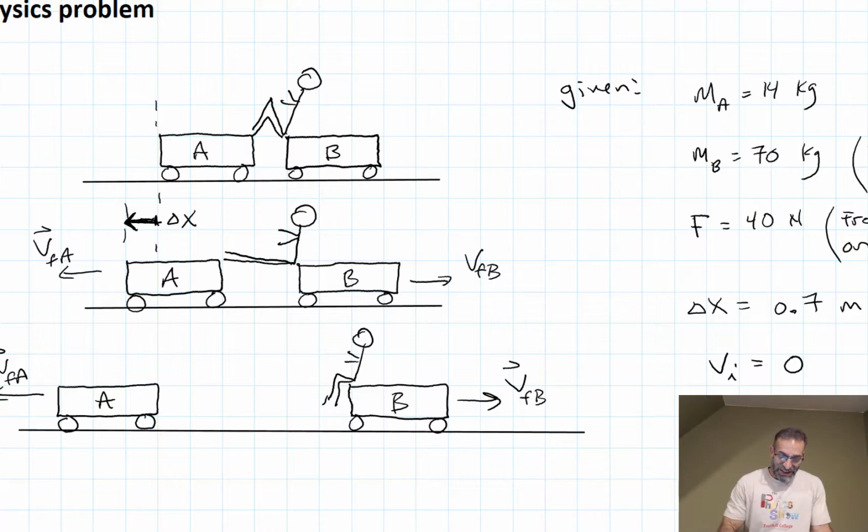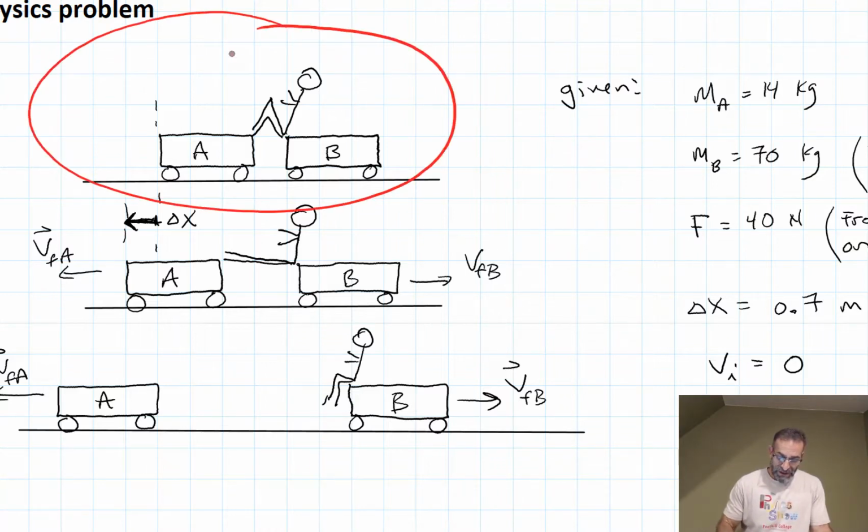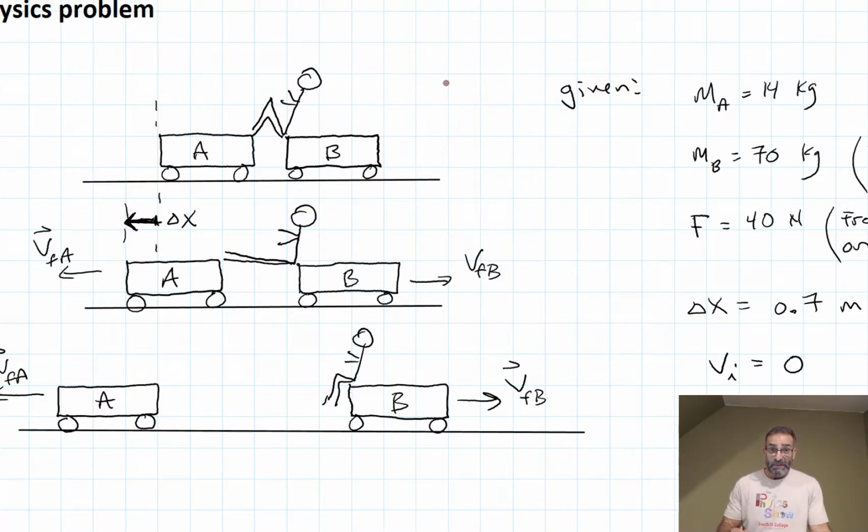So we've got our initial condition here. Nothing's moving. Cart A is stationary. Cart B, with the person sitting on it, is stationary. And then the person kicks their feet out, straightens out their legs, and their legs exert a constant force of 40 newtons on cart A as they extend their legs. And the distance that cart A moves while the person is extending their legs is delta x, or 0.7 meters.